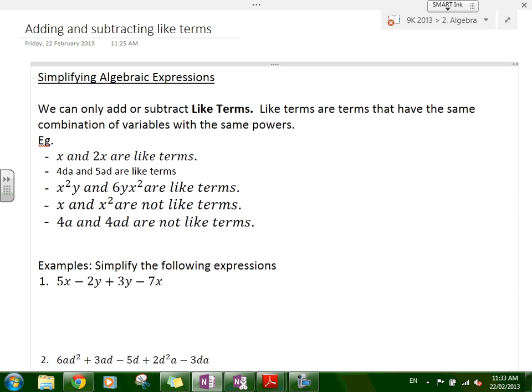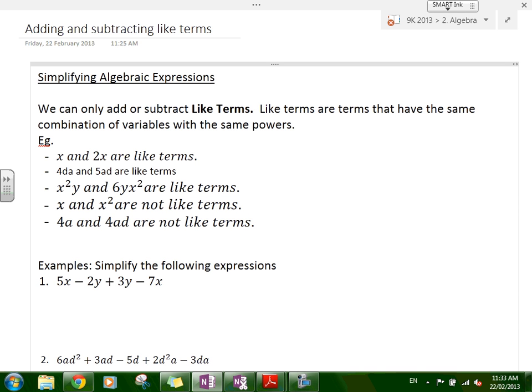Like terms are terms that have the same combination of variables, and it can be in any order. You can have DA or AD. You can have ABC or CBA. It doesn't matter what the order is, as long as the combination of variables is the same and each variable has the same power.